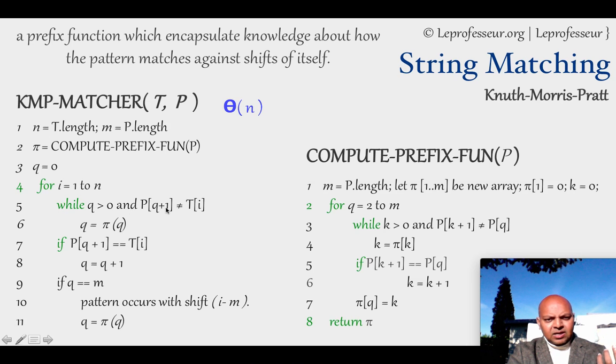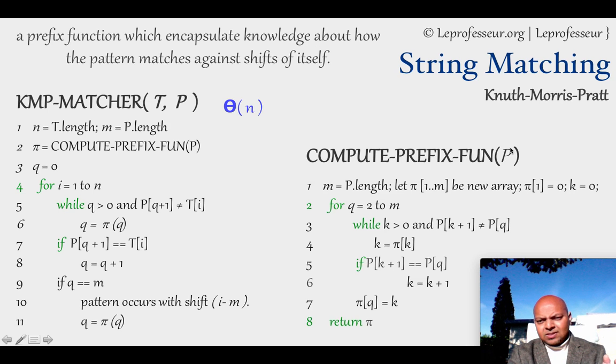Very simple, you start matching. If your pattern at the location q plus 1 doesn't match, then you update the value of q from what is in the prefix function table, and if it does match, you increment q. And at any stage in processing the text string, if q equals m, it means at that point the pattern matches with the shift i minus m, okay, and then you update the value of q with the prefix function's value. Now we're going to be looking at this prefix function in a table on the next page when we discuss an example.